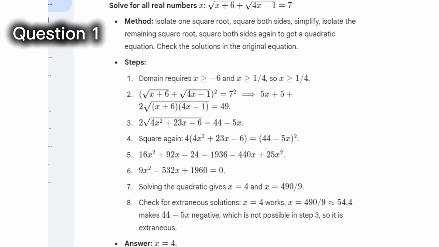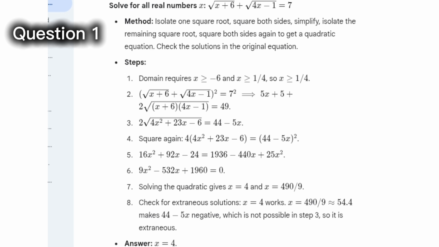Step 2. We isolate one square root and square both sides of the equation. This removes the first square root sign. Step 3. We simplify the equation, then isolate the remaining square root term on one side. Step 4. We square both sides again.